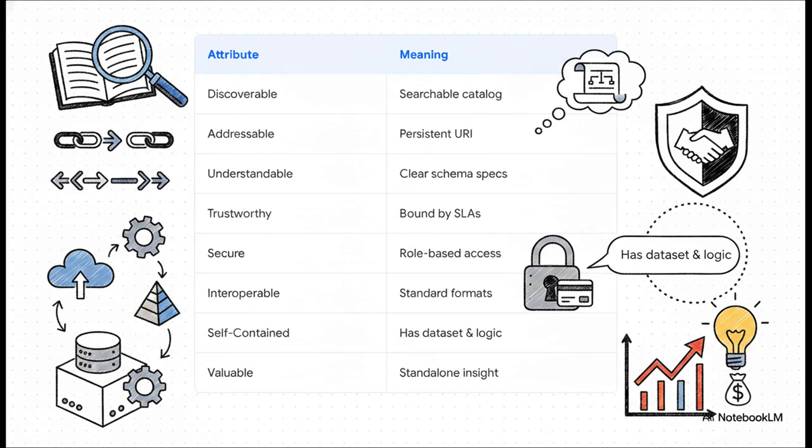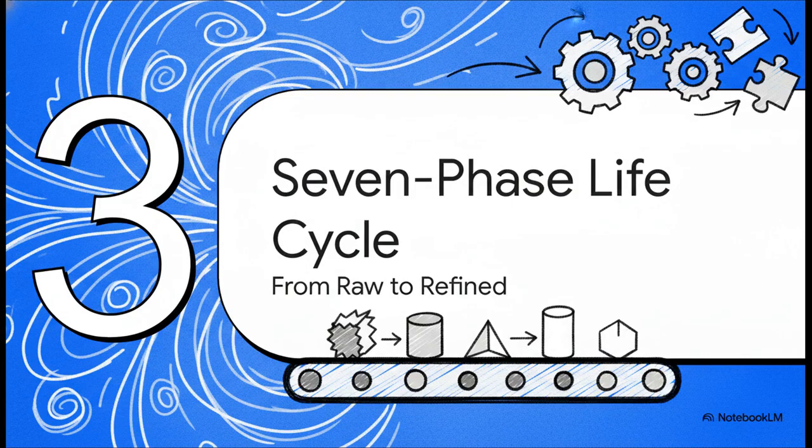6, interoperable, using standard formats for seamless queries. 7, self-contained, packaging both the dataset and the logic together. And finally, number 8, valuable. It must deliver standalone business insight. Literally, if it doesn't pass all 8 of these checks, it does not leave the factory floor. No exceptions. All right, part 3, the 7-phase life cycle, taking us from raw to refined.